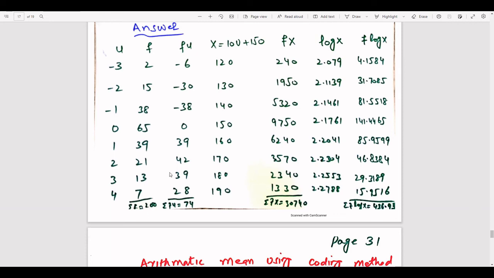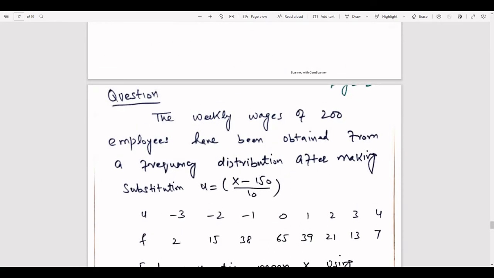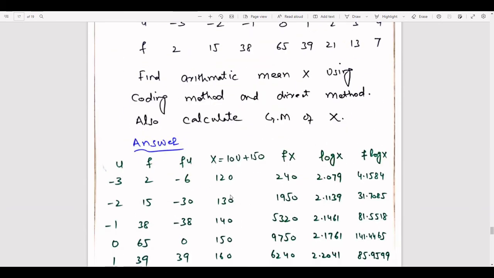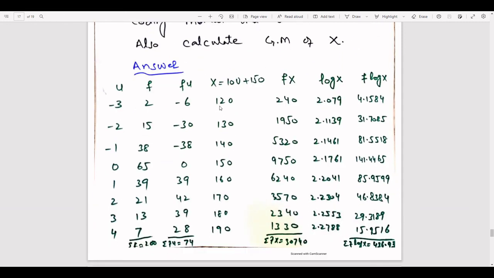Now we need x. How do we get x? By cross multiplication, 10 multiplied by u is 10u, and taking this term to the right side, we can say that x is equal to 150 plus 10u. So write here x is equal to 150 plus 10u, or 10u plus 150, according to your choice. Now we simplify. Here u is 3.